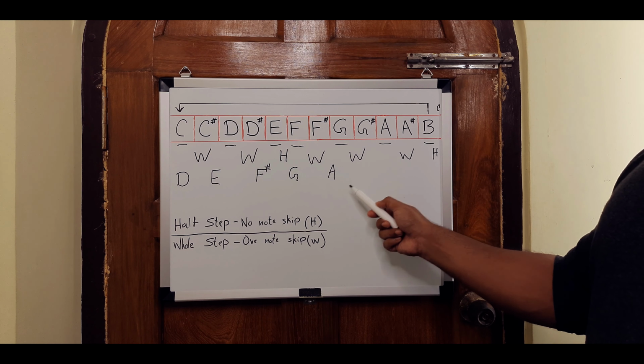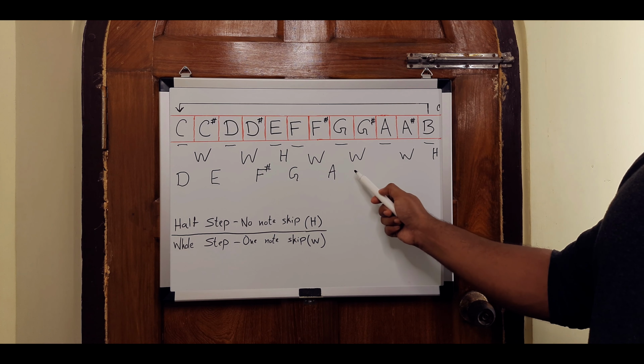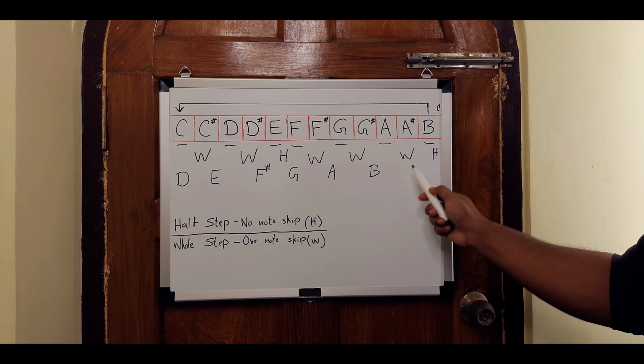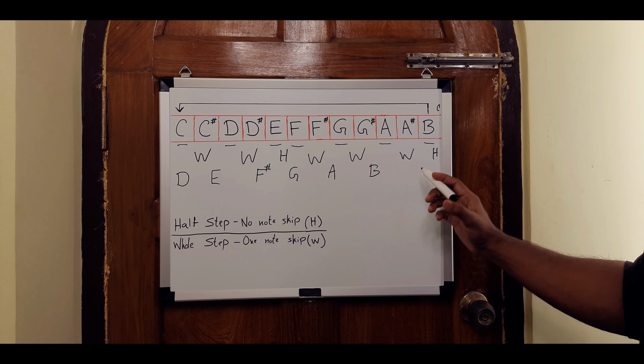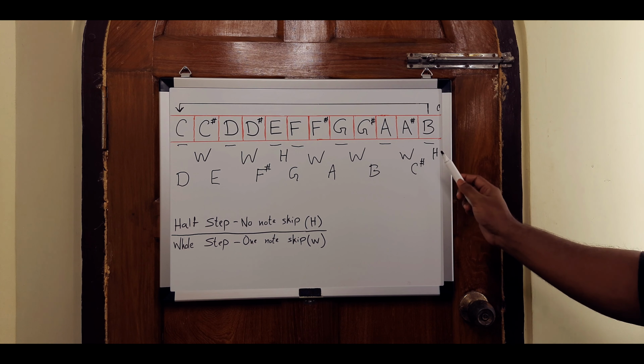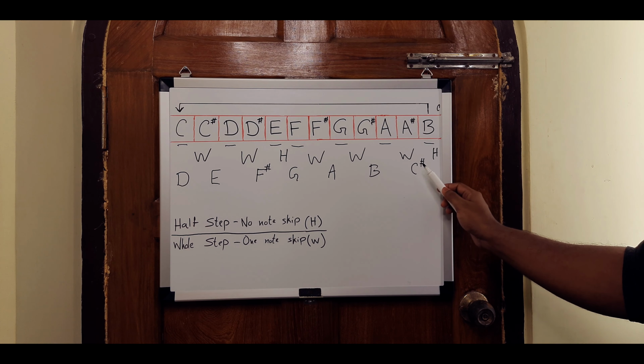Again, the next note is one whole step away. Means we're going to skip A sharp and the next note is B. After B, the next note is one whole step away. Means we're going to skip C and the next note is C sharp. And after C sharp, the next note is a half step away. Means the next note, which is D. So we started with D and ended with D, and this is the D major scale. So this is the gap pattern of the major scale. Whole step, half step, whole step, whole step, whole step, half step.